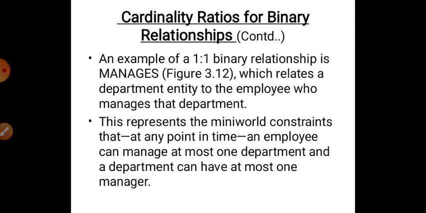Continuing further, an example of a 1 is to 1 binary relationship is manages, which was studied in the previous figure, which relates a department entity to the employee who manages that department. Second, this represents the mini world constraint that at any point in time an employee can manage at most one department, and a department can have at most one manager. That is the relationship manages.